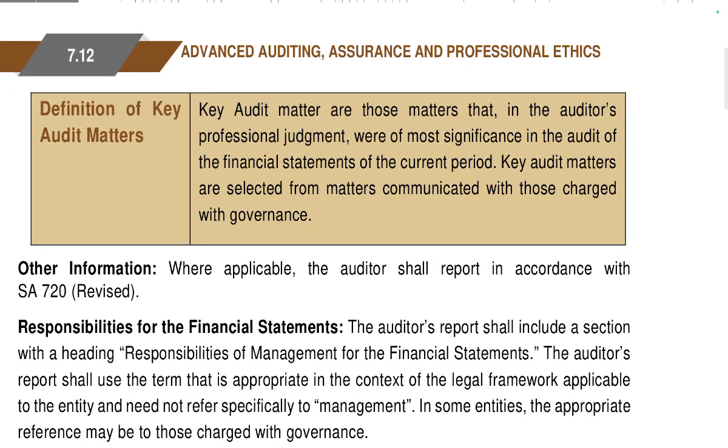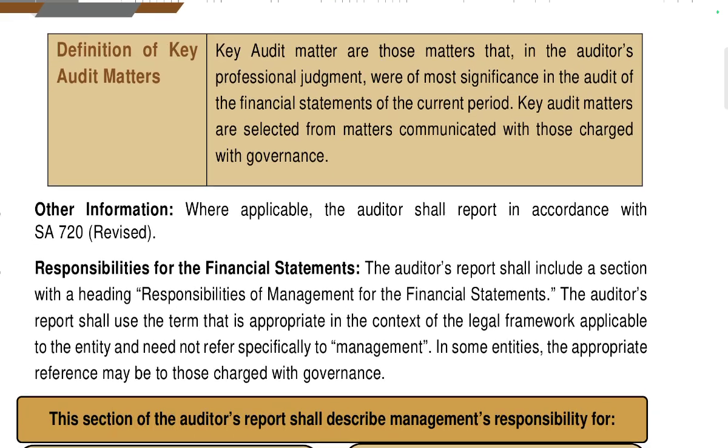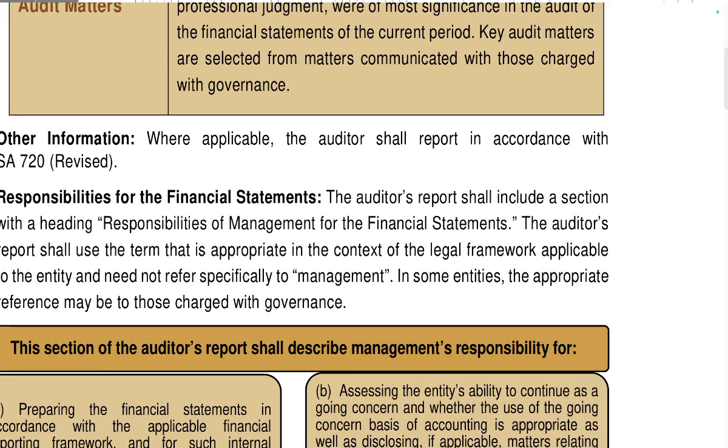Definition of key audit matters. Key audit matters are those matters that, in the auditor's professional judgment, were of most significance in the audit of the current period's financial statements. Key audit matters are selected from the matters communicated with those charged with governance.